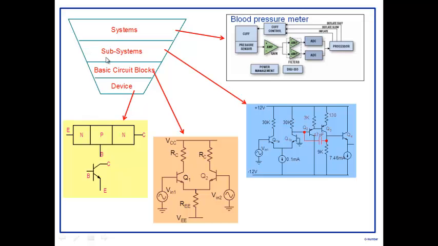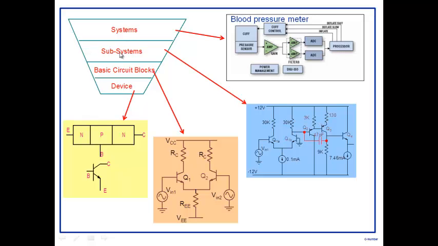Those are all subsystems here. So when you look at a complex system, like a blood pressure meter, let's say, it's a complex system, you can decompose it. Decompose it into what? A series of subsystems.